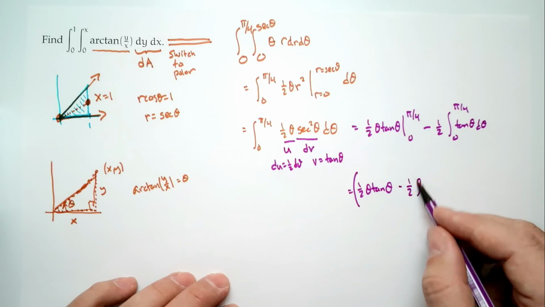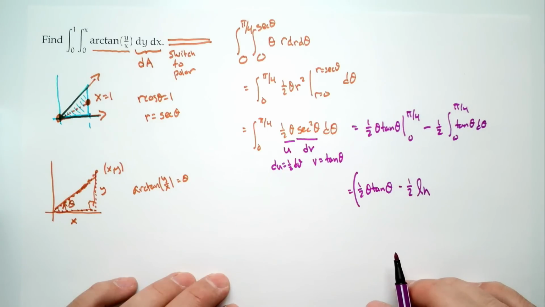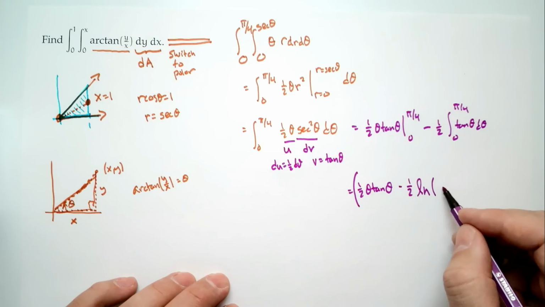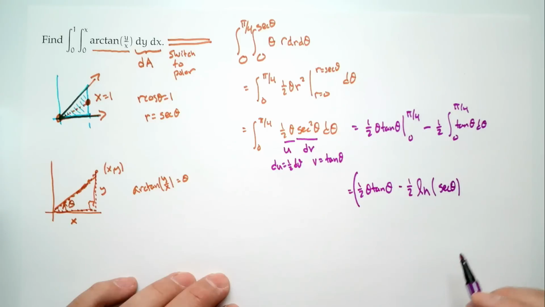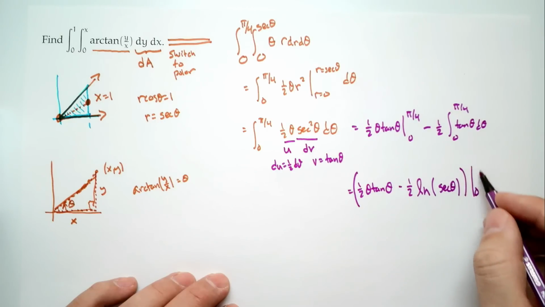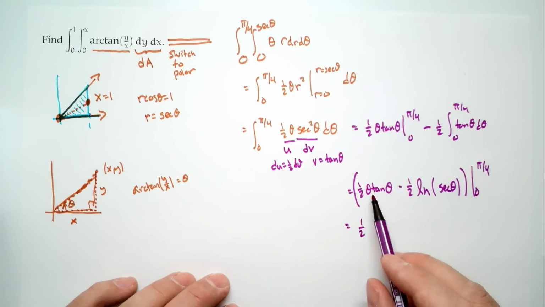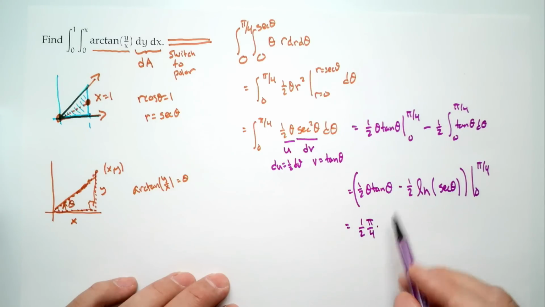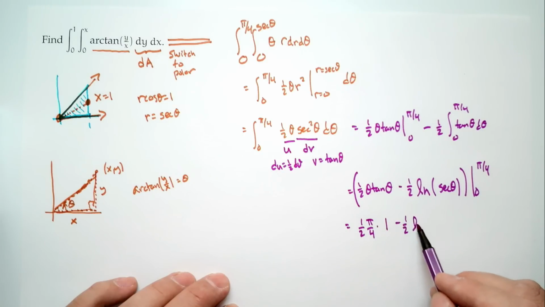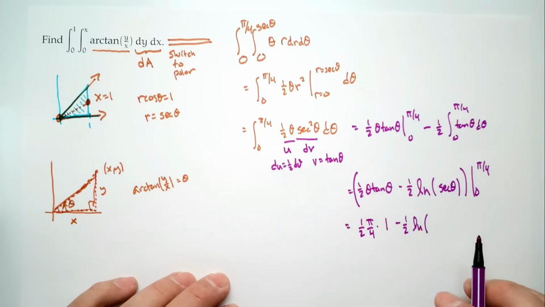I'll give you a hint. It starts with log. It's log secant. All right. And now we just, to finish, need to evaluate from 0 to pi over 4. So we get 1/2 times pi over 4 times tangent of pi over 4. Tangent of pi over 4 is 1. Minus 1/2 times log of secant of pi over 4. Secant of pi over 4? Do you know that one?